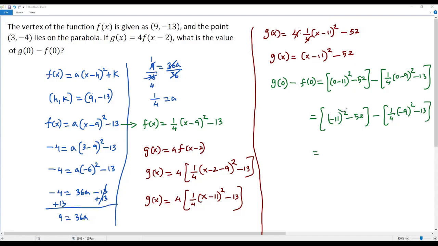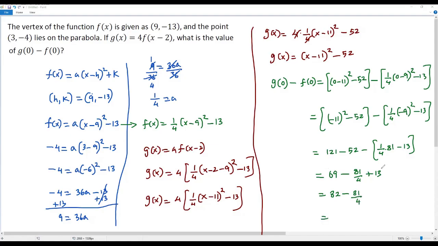And the value of (-11)^2 is 121. 121 - 52 - 1/4 times 81 - 13. Okay, so when I combine 121 and -52, I am getting 69. Okay, 69. And we can distribute this negative sign to this one and this one. Then 1/4 times 81 can be written as 81/4, and negative times negative is positive 13. Okay, here let's combine this 69 and positive 13, then we get 82 - 81/4.